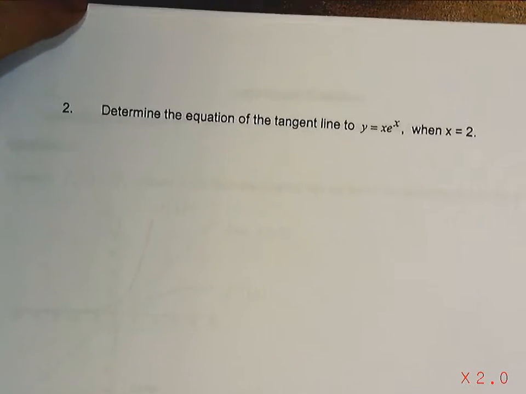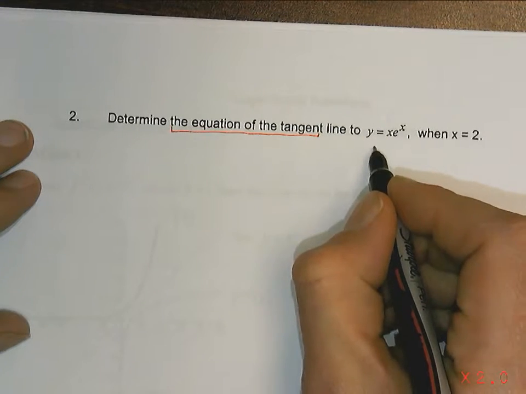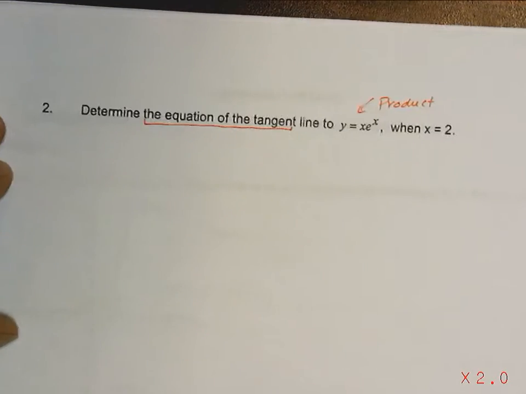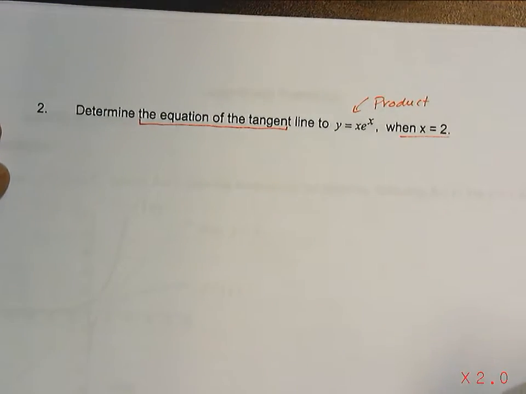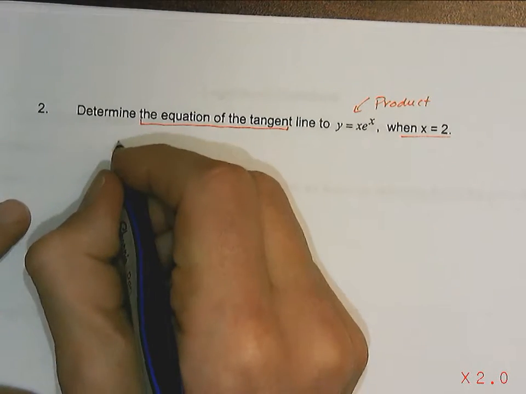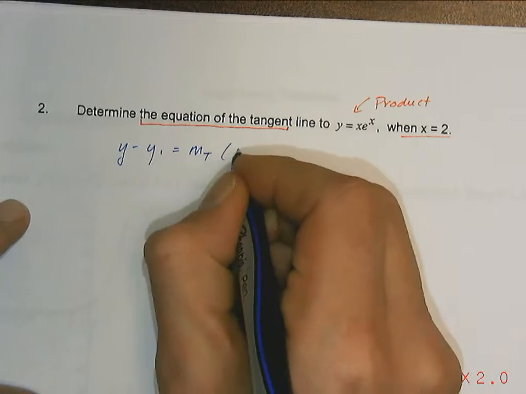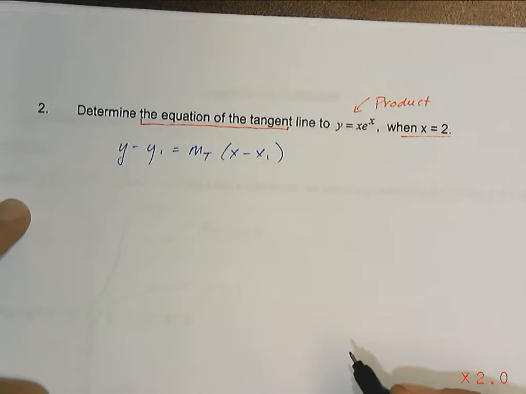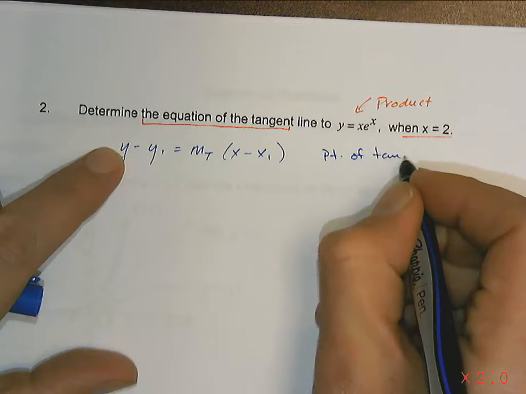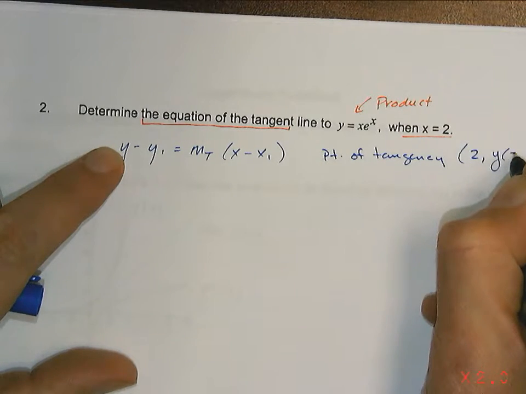Okay, so now I want to determine the equation of the tangent to something that has a product rule, when x equals 2. So there's a couple of things we're going to do here. Here's your story for the question. We want to complete this. Now we need a point of tangency, and that's going to be given by 2 comma y of 2.